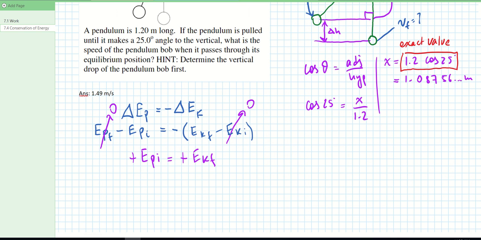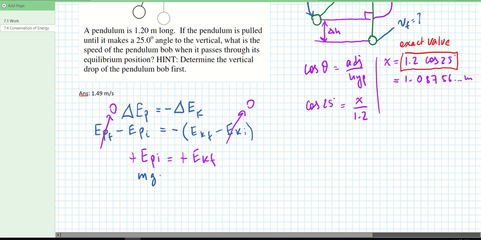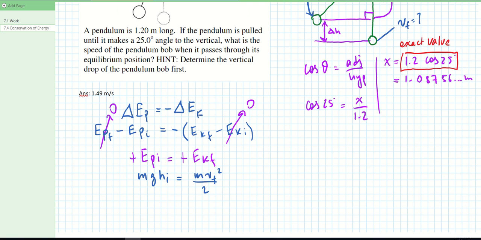Now let's write this out a little further. And we know potential energy is mgh, so we're going to write mg times h initial equal to kinetic energy, which is mvf squared over 2. And we're looking for the velocity. That's the goal here, to find the speed through the equilibrium point, so vf.